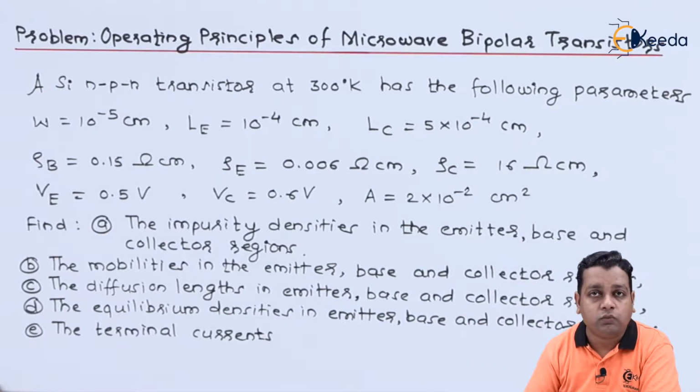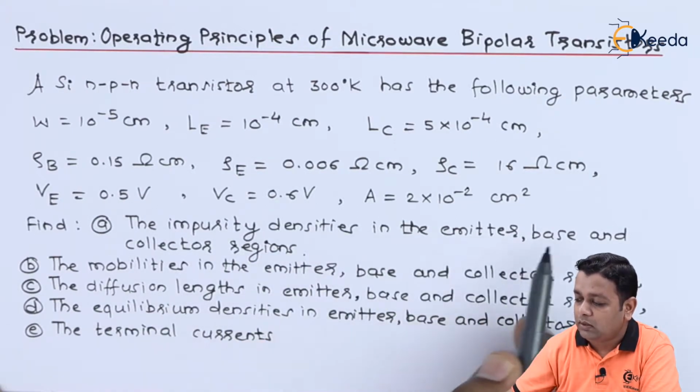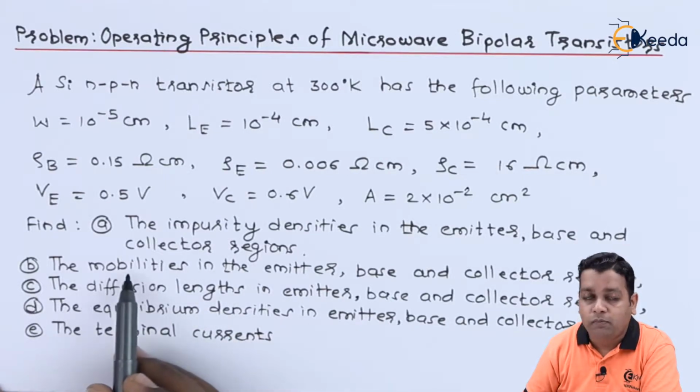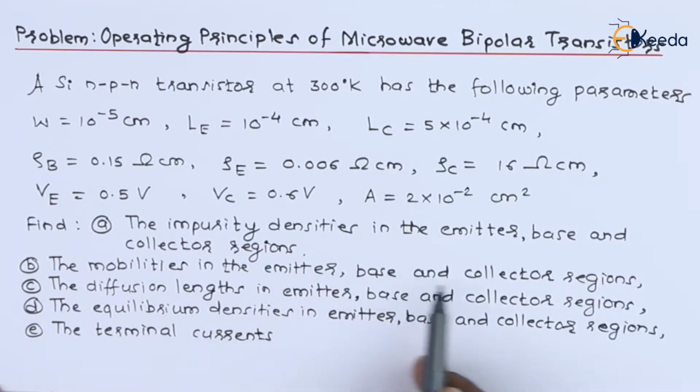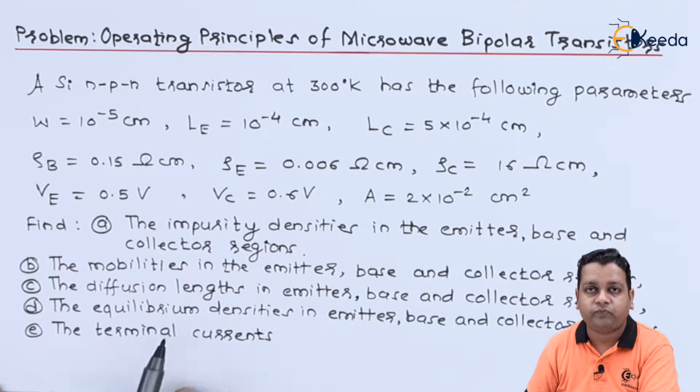Now we are asked to find in part A the impurity densities in the emitter, base and collector regions. In part B, the mobilities in the emitter, base and collector regions. In part C, the diffusion lengths in the emitter, base and collector regions. Part D asks us to compute the equilibrium densities in the emitter, base and correspondingly the collector regions. And at last, in part E, we require the value of the terminal currents here.